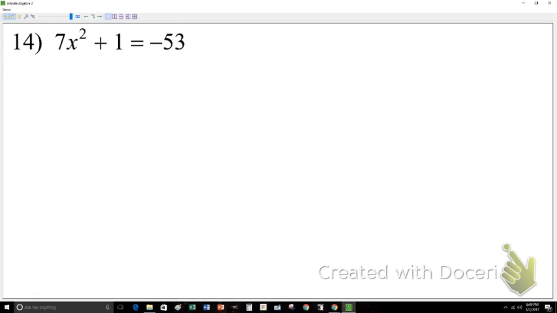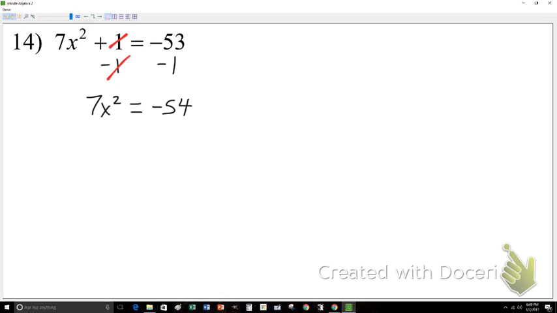Okay, to solve this equation by taking square roots, we're going to have to get the x squared all by itself. So we're going to subtract the 1 away from the left-hand side there. Once we do that, we only have 7x squared left on the left-hand side. That's equal to a negative 54.